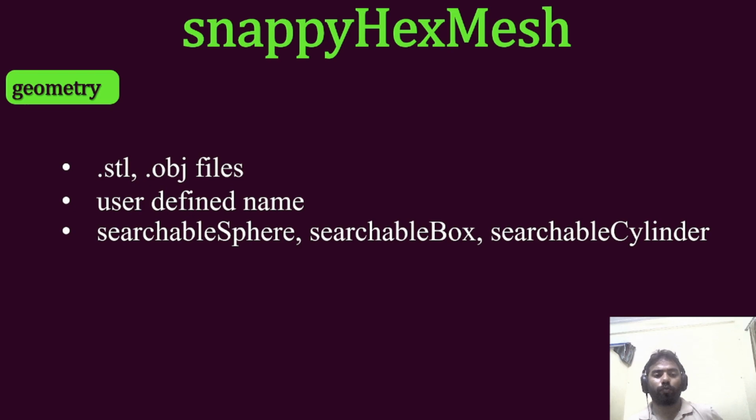You can create this STL or .obj file using any CAD/CAM modeler. If you want to use open source software, there is one called FreeCAD. Using this FreeCAD software, you can create those STL or .obj files. Okay, there are also some predefined objects available in OpenFOAM. If you want to specify some predefined kind of geometry, you can use searchable sphere, searchable box or searchable cylinders.